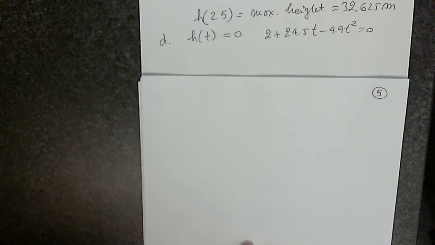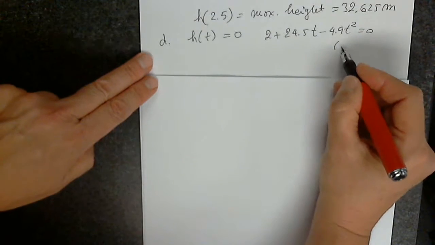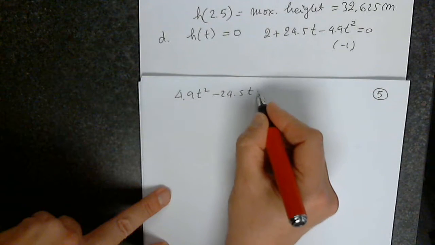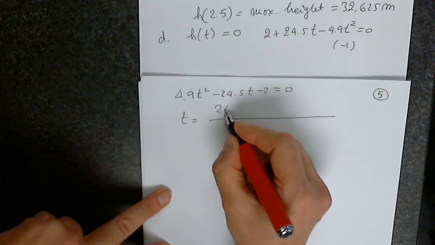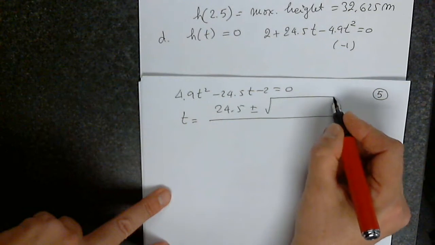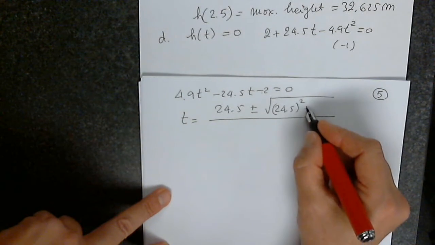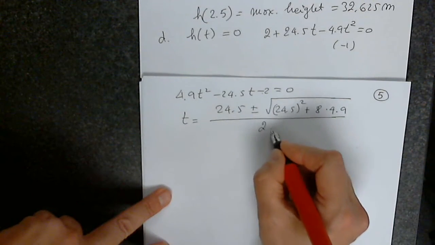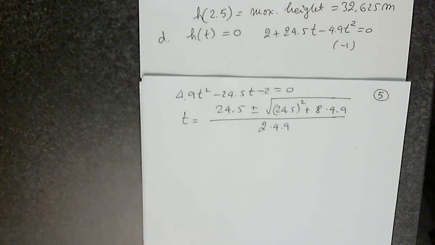I have to solve this quadratic equation. What do you recommend we should do? Very good. First, I will multiply both sides by -1. 4.9 t squared minus 24.5 t minus 2 equals 0. So t equals negative b plus or minus the square root of b squared minus 4ac, but there is a minus already, so minus 4 times 2, which is 8 times 4.9, over 2 times a, which is 9.8. So I know you know this, but I'd like to show you.